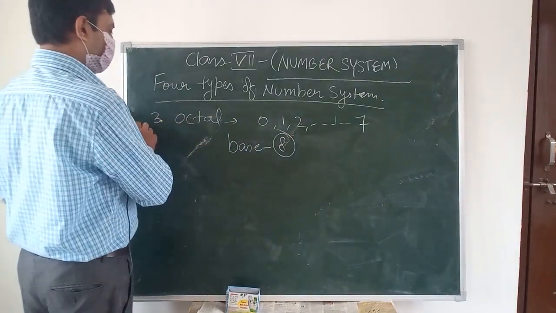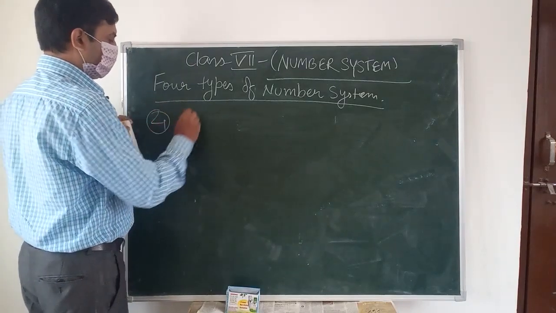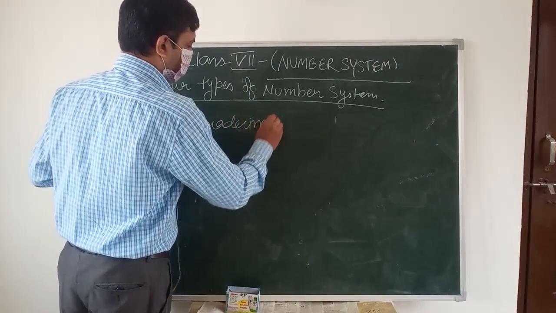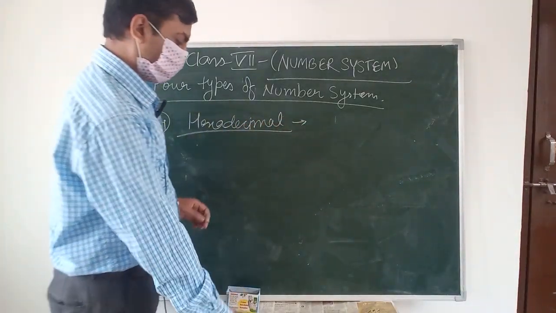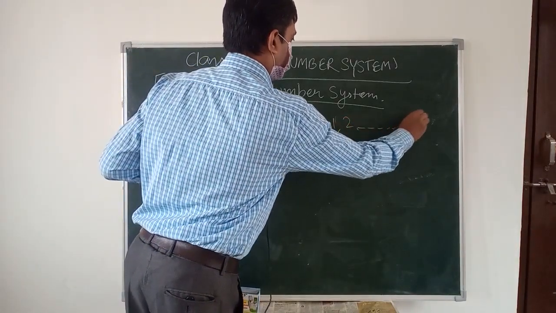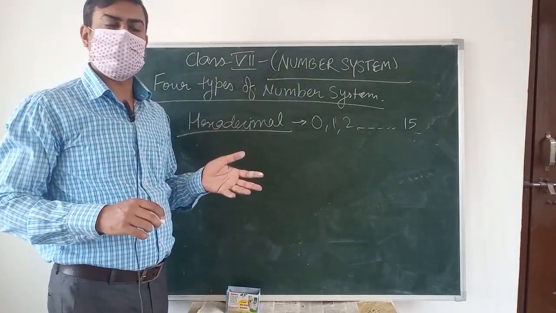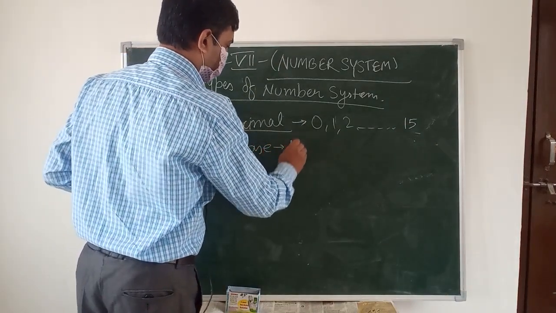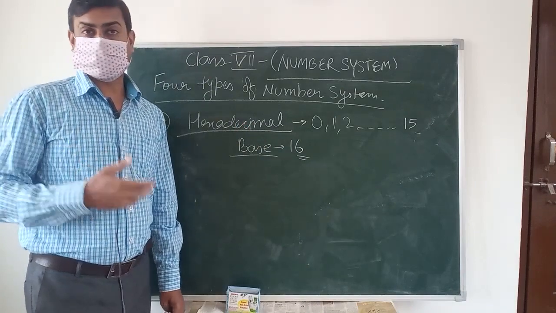Now the last is fourth point, hexadecimal. Hexadecimal means 0, 1, 2 up to 15. So you can see from 0 to 15 you will count. It will be 16. Now its base is 16.